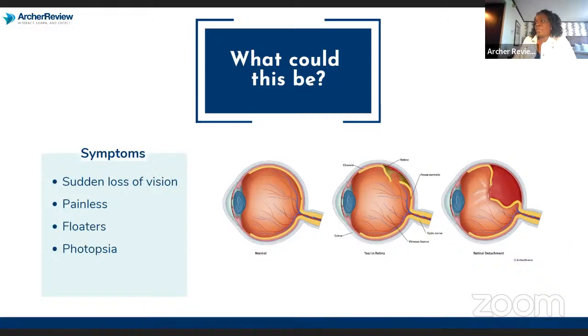So what would you suspect? What's going on here is a retinal tear or retinal detachment, if you guessed that. What do you need to do? That is a very urgent referral to the ophthalmologist, and they need to be seen the same day or within 24 hours. It's very serious.